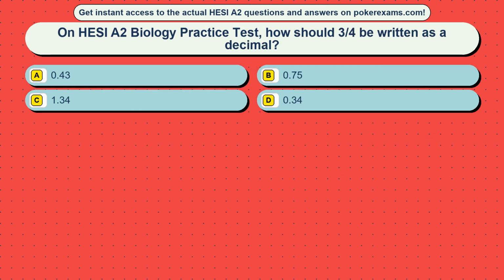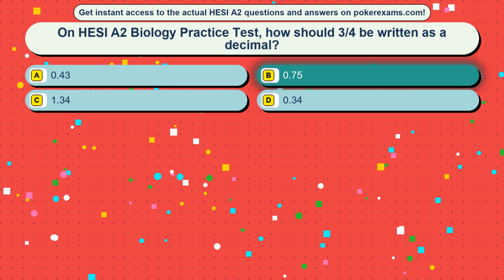Question 34. HESI A2 Biology practice test, how should 3/4 be written as a decimal? Option A, 0.43. Option B, 0.75. Option C, 1.34. Option D, 0.34. The correct answer is option B, 0.75.